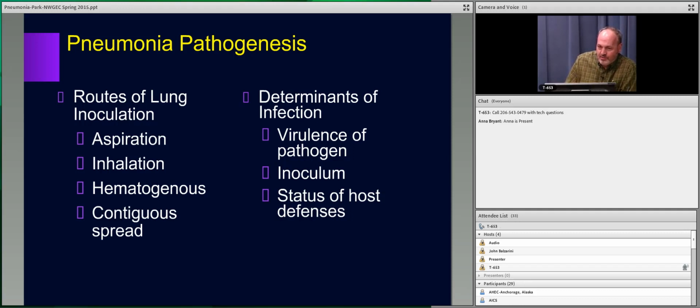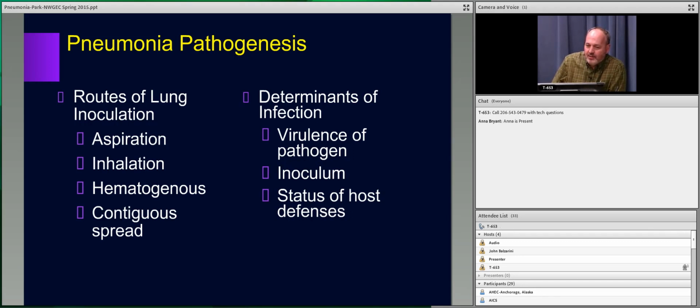So what are the routes of inoculation? They're fairly straightforward, I think. You can aspirate pathogens into your airways. You can inhale pathogens into your airways. Pathogens can enter your lungs and air spaces via the bloodstream, and they can enter the lung via contiguous spread, if you have a chest wall abscess or something of that sort. That's less common now that we're treating everyone with antibiotics at the drop of a hat.